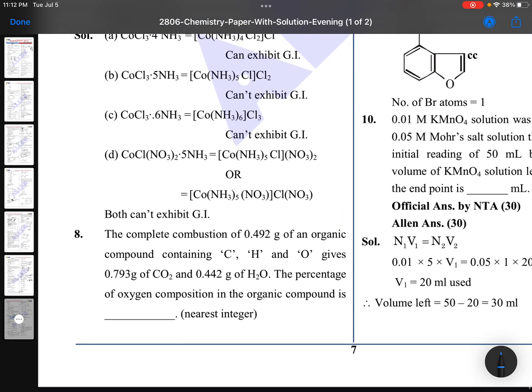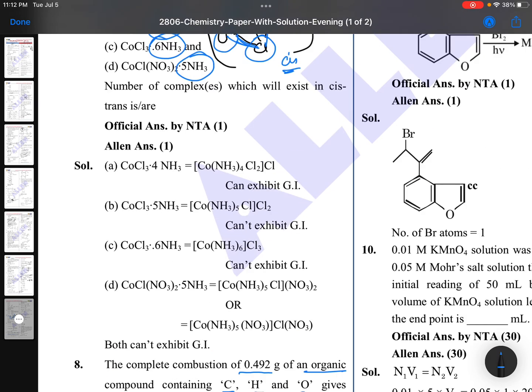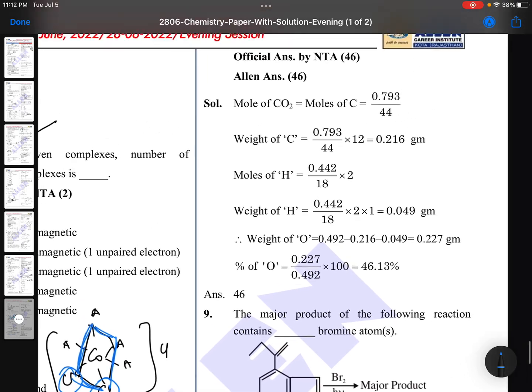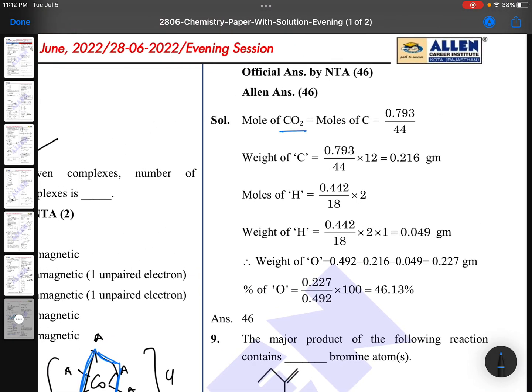This question was there. Very simple question, you see. 0.492 grams of an organic compound containing C, H and O gives 0.793 grams of CO2 and 0.442 grams of water. First, you need to find out the mass of carbon in that. Moles of carbon dioxide, then into 12. You got this mass. Moles of hydrogen, then mass. So these two masses, if you add, the remaining mass is oxygen mass. The remaining oxygen is 0.227 out of 0.492. So percentage is 46.13. This question we missed in that list, I think, if I am not wrong.